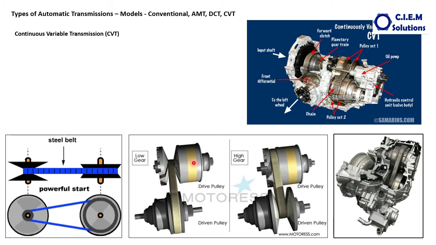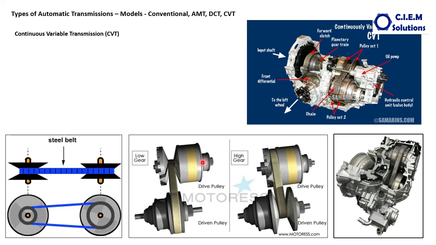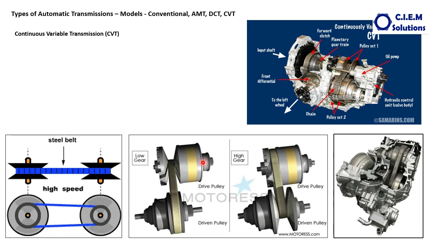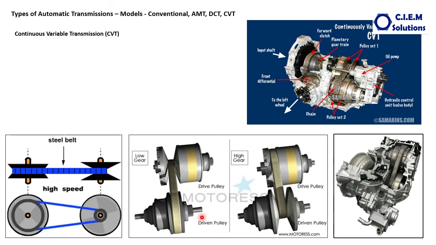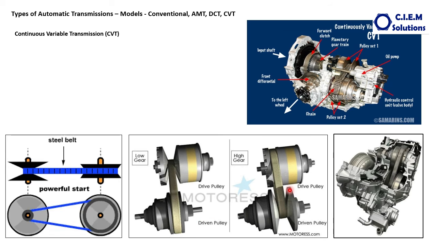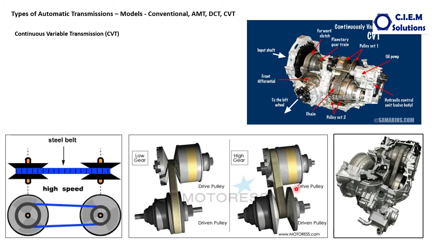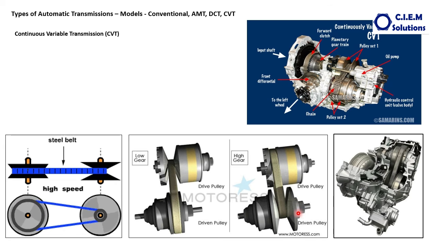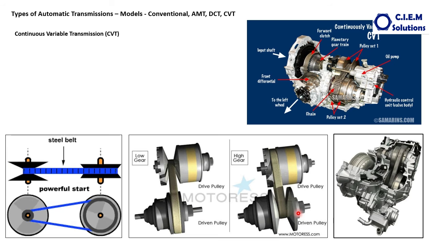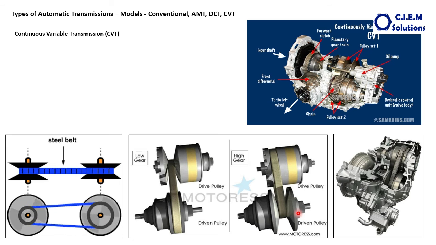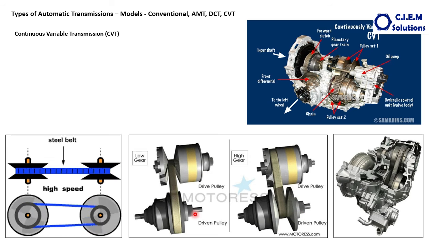For example, the drive pulley is rotating 10 revolutions and the driven pulley is rotating 1 revolution here. So it has suddenly become reverse. So when it is rotating 1 revolution, the other may rotate 10 revolutions. That's how the speed varies from drive to driven.